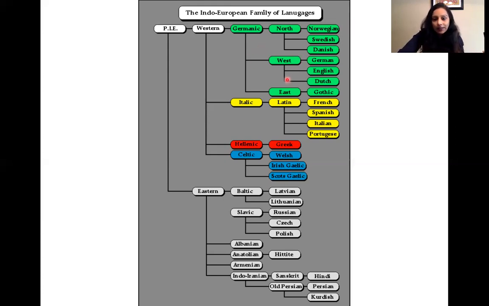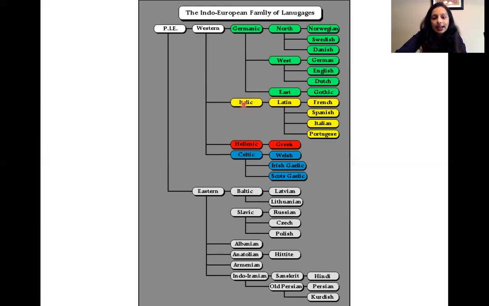And then in the Germanic Western tradition, you have German, English, and Dutch. So English's close brothers are German and Dutch, right? So if you want to learn a language which is very similar to English and you don't want to challenge yourself, then German is going to be your best bet, right? And then Germanic East is Gothic.